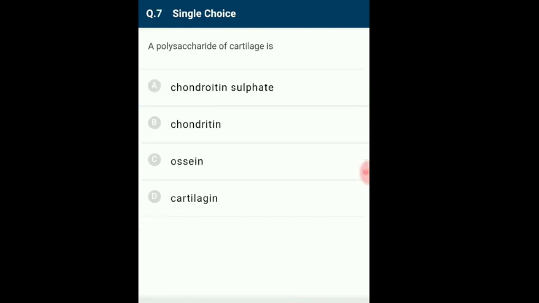Question number 7. A polysaccharide of cartilage is chondroitin sulfate or sulfated glycosaminoglycans. It is generally called as GAG and is the principal structural component of cartilages. These unbranched polysaccharides are composed of alternating sugars of glucuronic acid and N-acetyl galactosamine. So the answer for this question is option A, chondroitin sulfate.